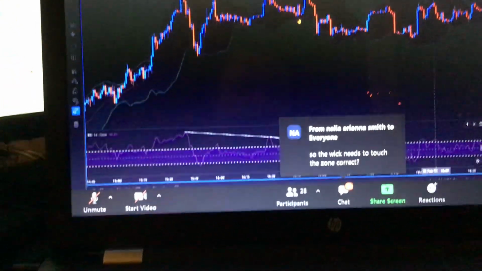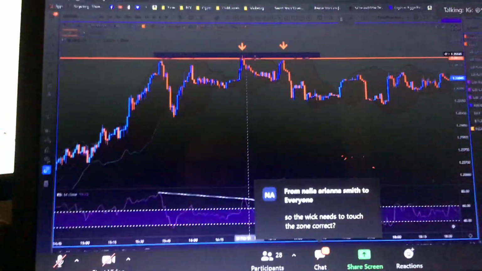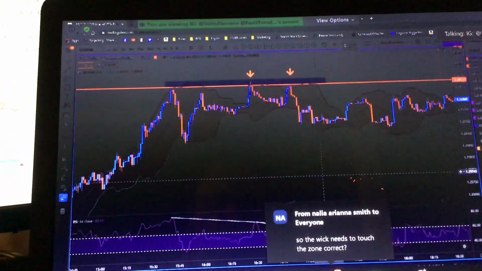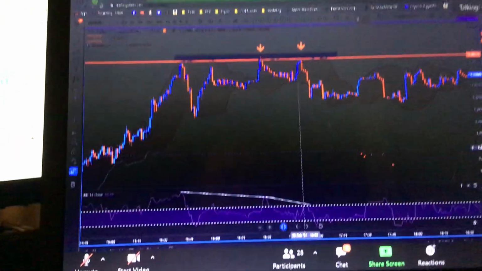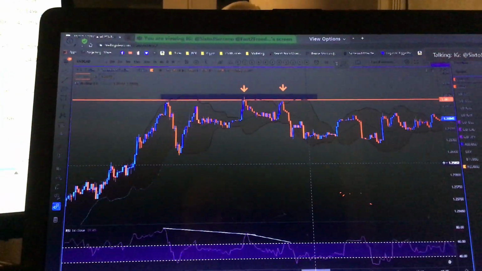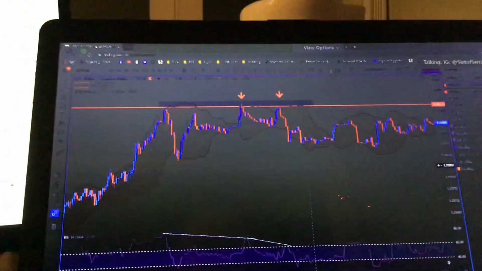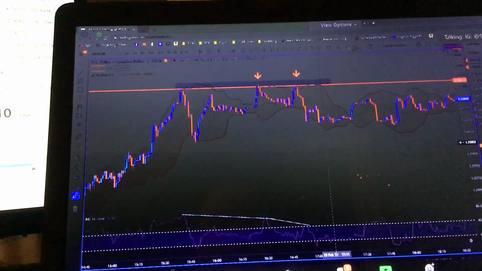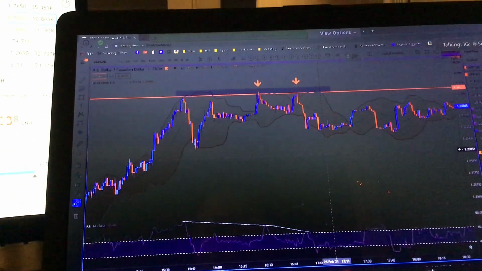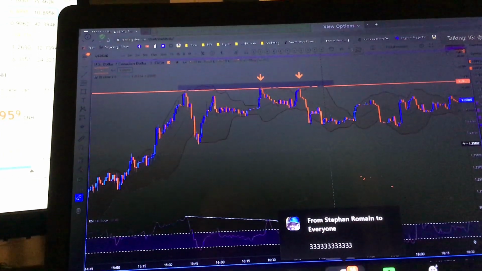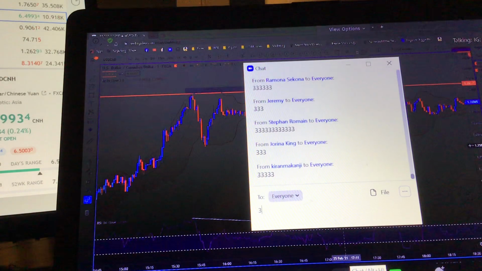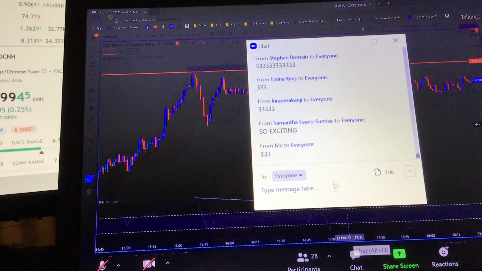Bam. Came up to test that same price zone, and look what happened. It was even lower. Now, come on, guys. Let me get some 333s if this is exciting to you. Just scanning the RSI, this is so visual. It's very easy to find this type of setup if you're recognizing it.